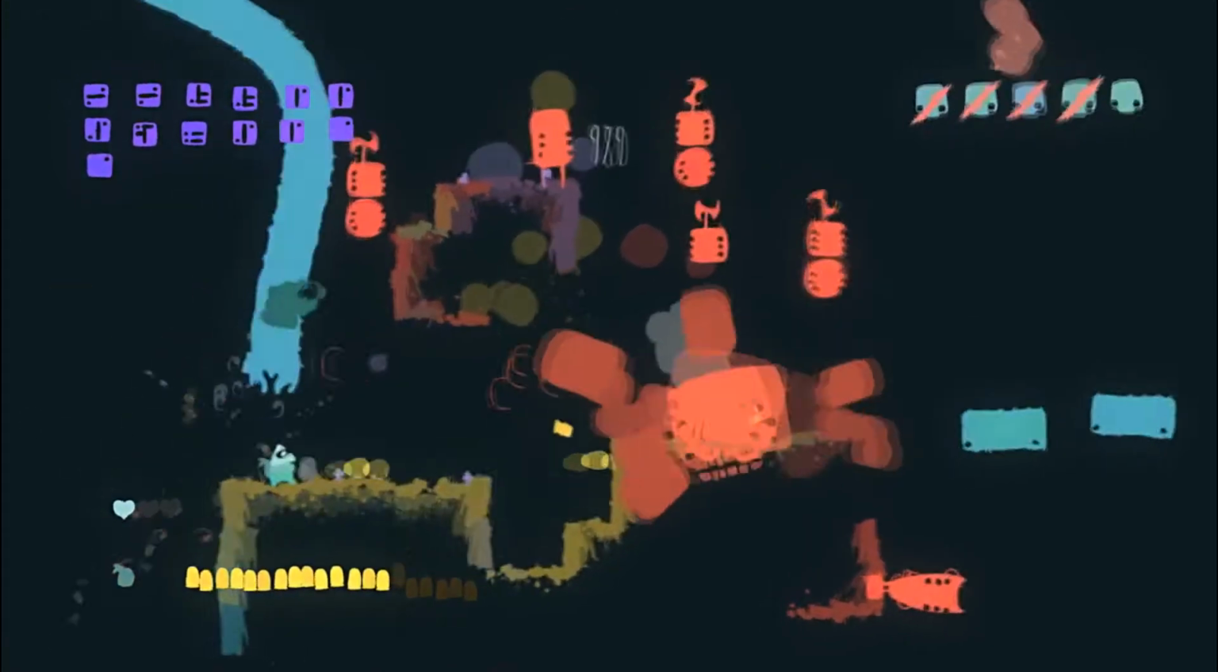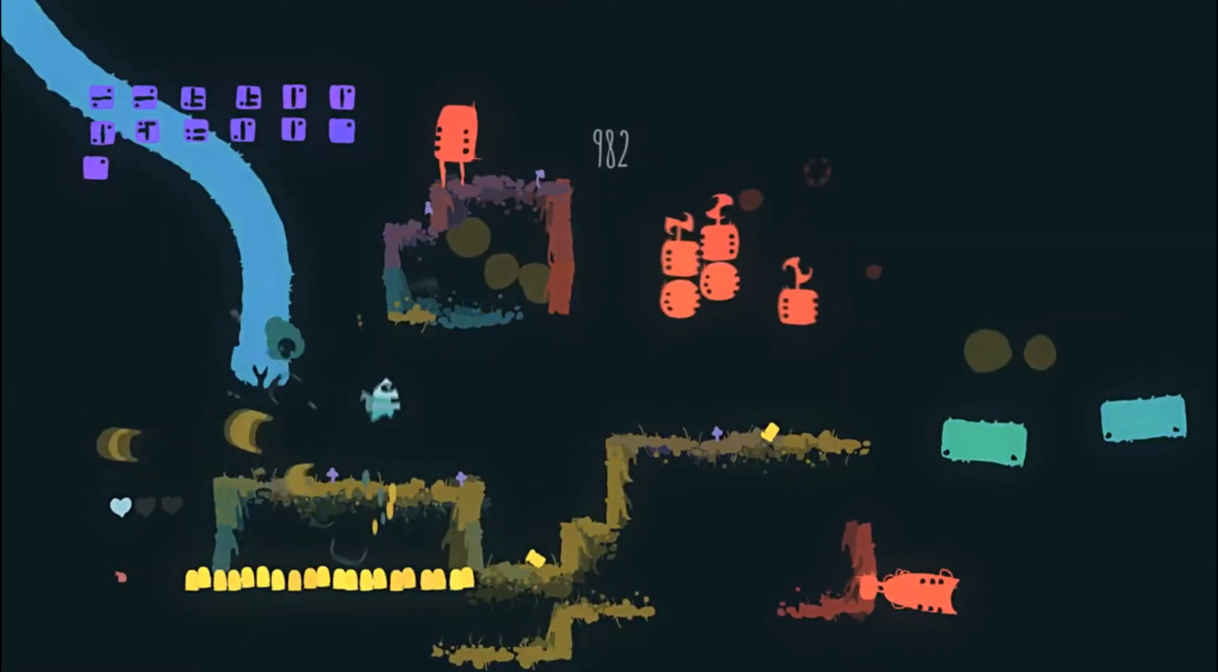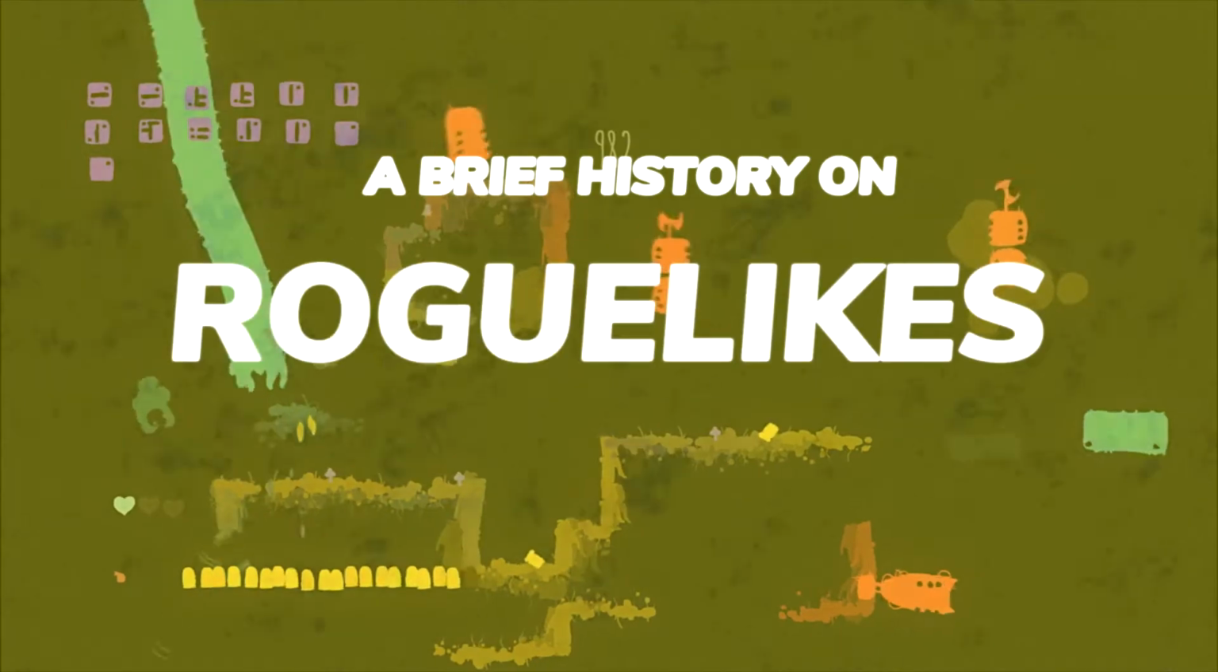Roguelikes are great. They're also incredibly confusing to talk about. The game on screen, Goner, isn't even really a roguelike. Let's see why that is. Or put simply, let's look at a brief history on roguelikes. First we have to talk about Rogue though.